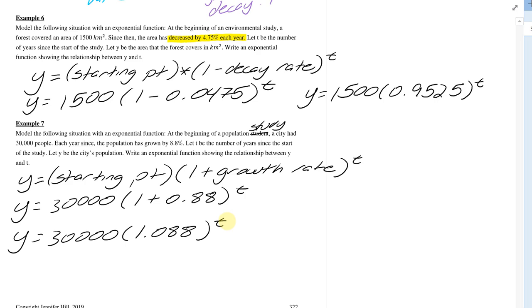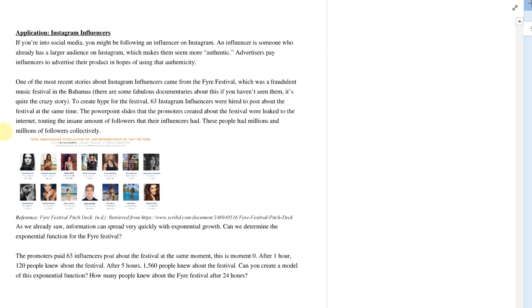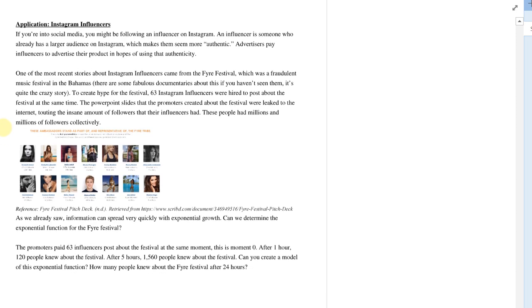Okay, so one last example. And this is something I learned about in the last year. I actually created this problem based off of watching a documentary on this situation.